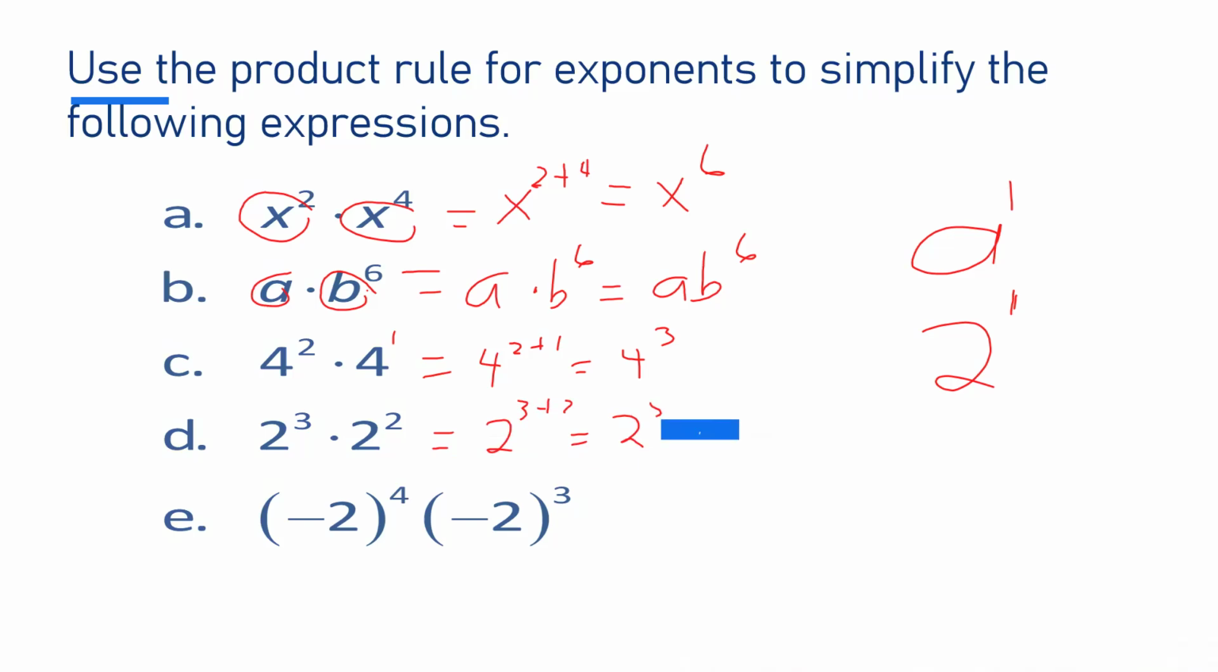Now, for the next one, I've got 2 to the power 3 plus 2, which is 2 to the power 5. And then for this last one, I've got negative 2. Now, the negative 2 is in parentheses, meaning that everything here is going to have the effect of the 4. So you've got negative 2 to the power 4 times negative 2 to the power 3. This should give me negative 2 to the power 4 plus 3, which is negative 2 to the power 7. This is the product rule.